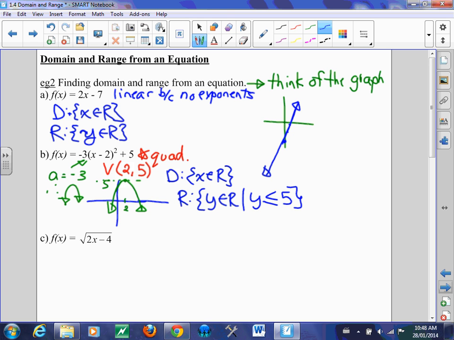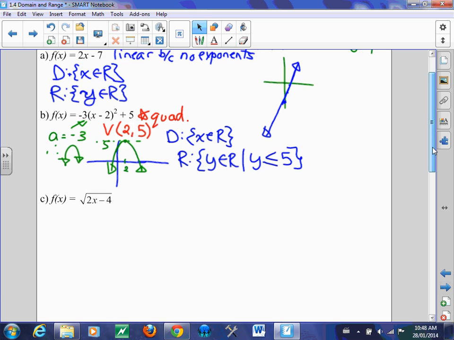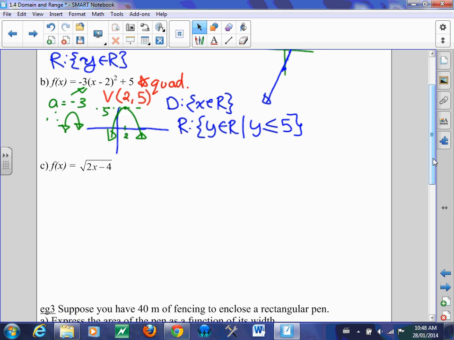All right. And you might be going, Mrs. R, look at C. What is that? Okay, this is what we call a new function, and it's called the square root function, or square root relation.